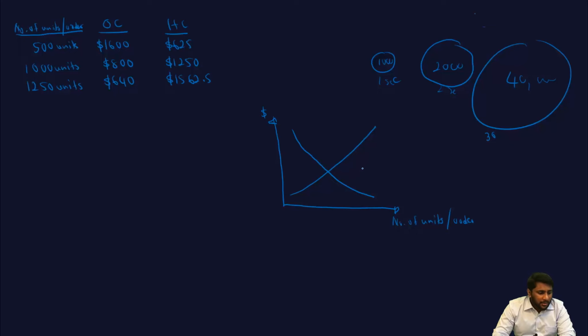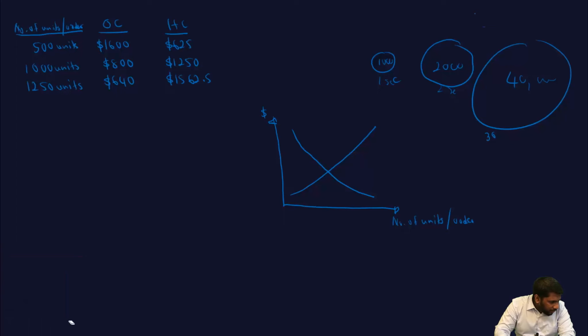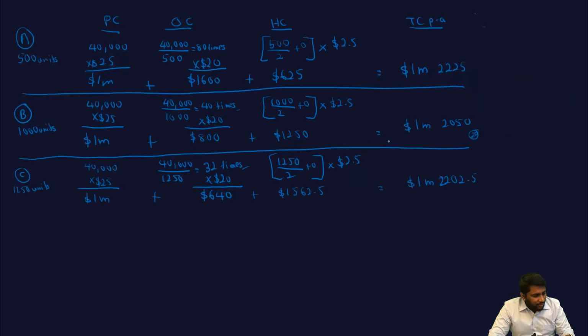Okay, so what you have to understand: the line which is sloping downwards, when the number of units increases, it should be your ordering cost, because your ordering cost is decreasing. The line which is sloping upwards should be the holding cost. Okay. So as of now, as I said, which manager has given the best opinion? Manager B has given the best opinion.